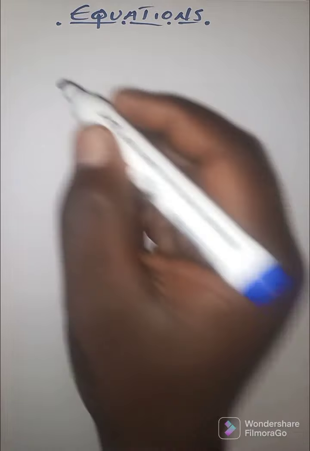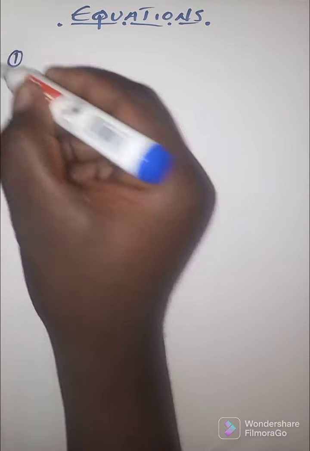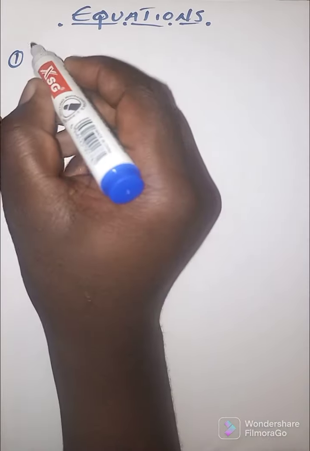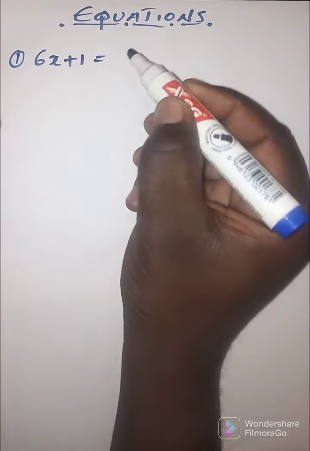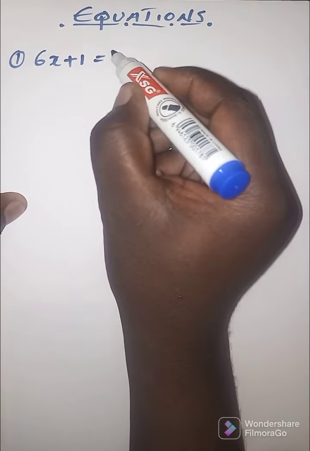This video is a continuation of the previous video that is based on solving simple linear equations in one variable. In this video, we are going to focus on how to solve linear equations that involve more than one step. So let's get to it. Our first example in this video will be, how would you solve the equation 6x plus 1 is equal to 2x plus 9?